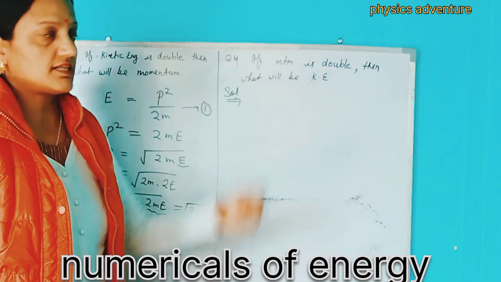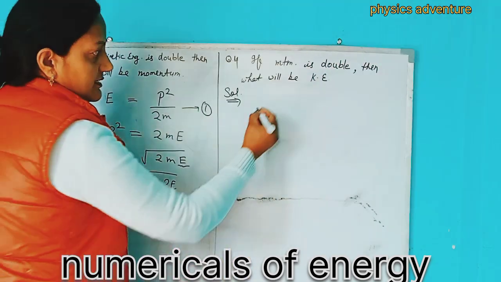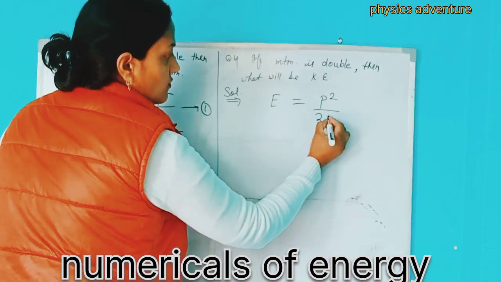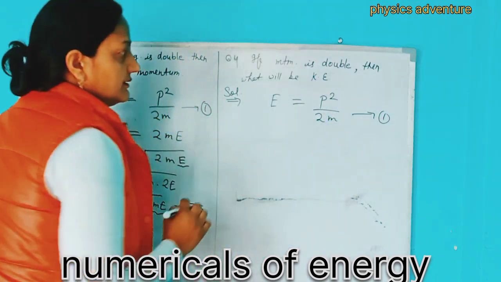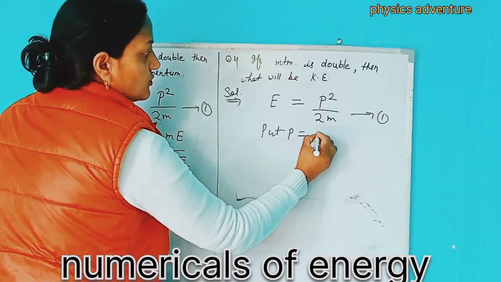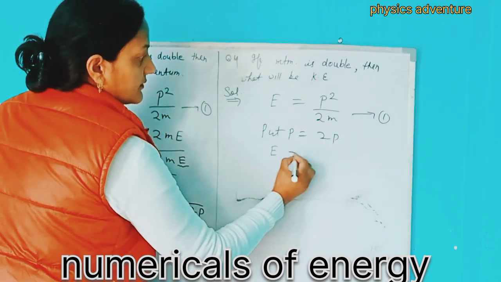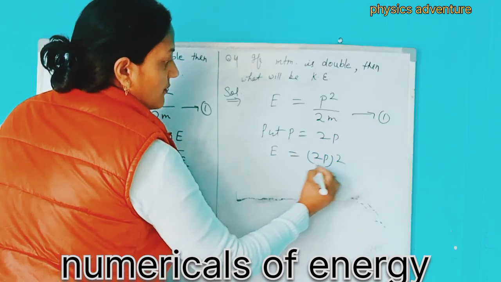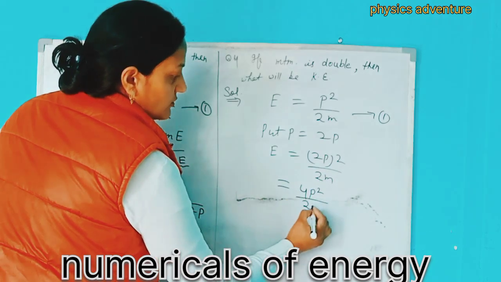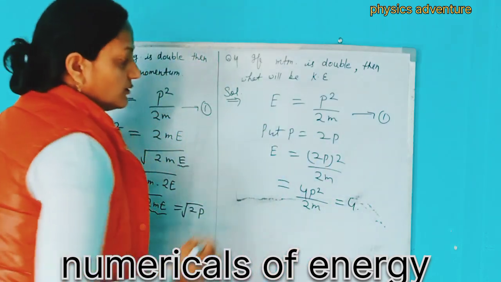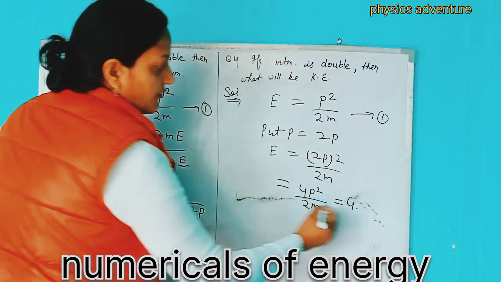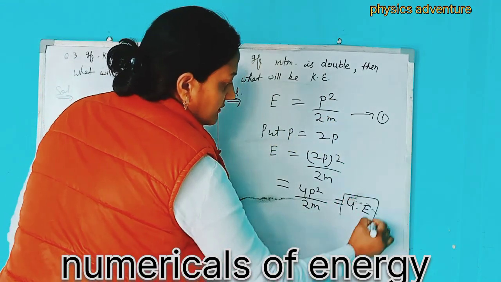Next, if momentum is doubled, then what will be the kinetic energy? We know that kinetic energy is equal to P square upon 2m. If momentum is doubled, put P equal to 2P. Then E will become (2P) square upon 2m. This is equal to 4P square upon 2m. Now 4 into what? P square upon 2m is E. So it is 4 into E.